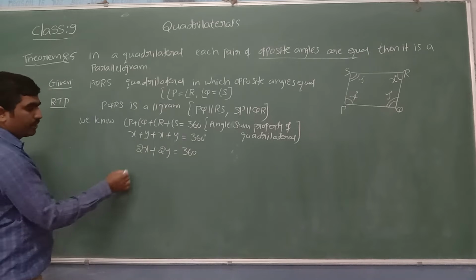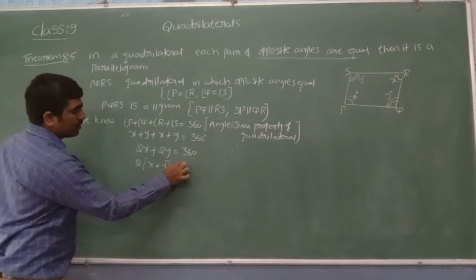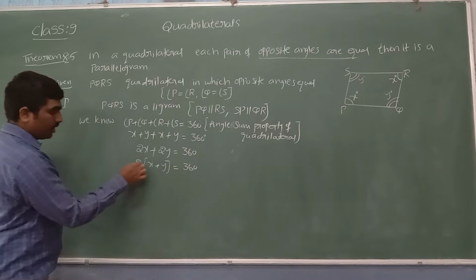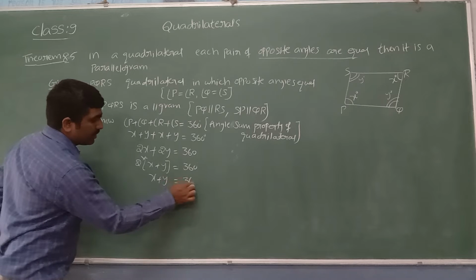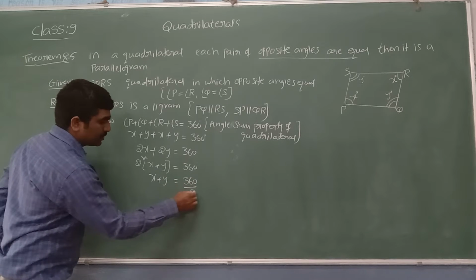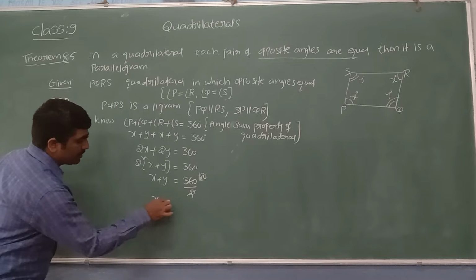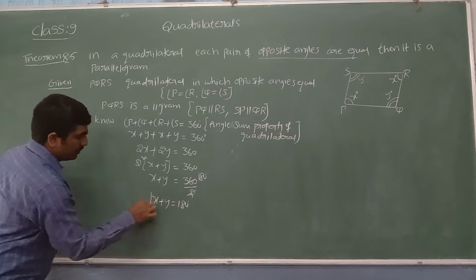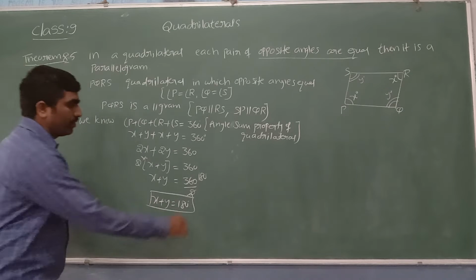Here 2 is the common multiple. We will take 2 common. X plus y is left here, equal to 360. Now we transpose 2 to the RHS. X plus y is equal to 360 by 2. So 2 ones are 2, 180. We can write x plus y is equal to 180. I got x plus y is equal to 180.